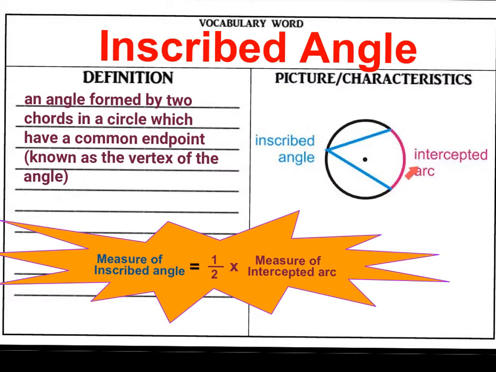So let's say this was 80 degrees, then this would be 40 degrees. If this was 60 degrees, then this would be 30. So now we have to take half of it. Or if they give me the inscribed angle, then I would have to multiply by 2 to give me the measure of the intercepted arc, okay?